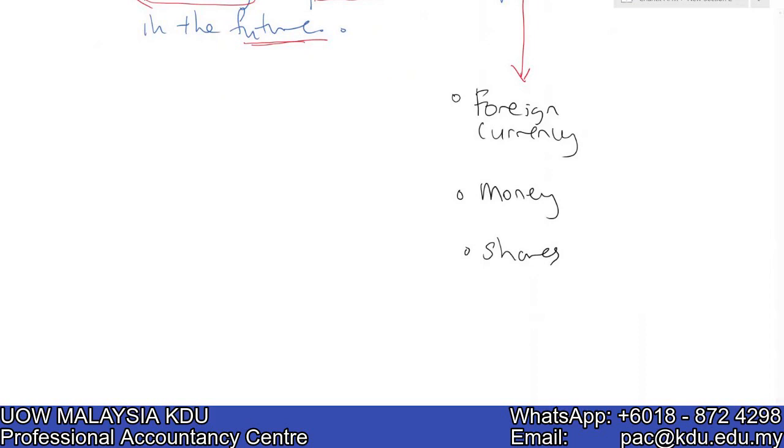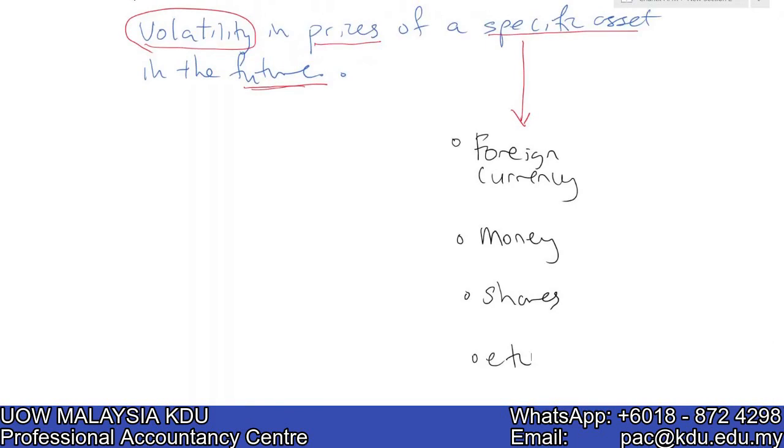Well, of course, there are many other types of items and assets in trade. But as I said just now, we only focus on these 3 asset types. Okay. Now, the next thing you have to know is, Mr. Chan, what is the meaning of foreign currency? What's the meaning of money? What's the meaning of share?